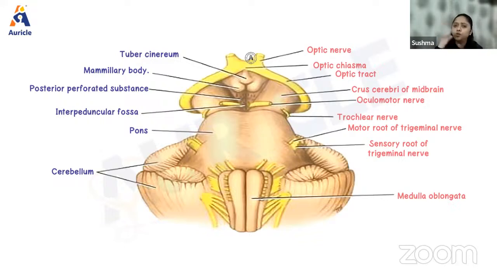Whenever you talk about the posterior aspect of the midbrain, you don't even have to memorize, because you know what nerves come from the midbrain: 3, 4, and 5. 4 is already sorted. Correct. 4 is already sorted, isn't it? 4 is already sorted because it comes from the posterior aspect, and the third nerve is already coming from here.